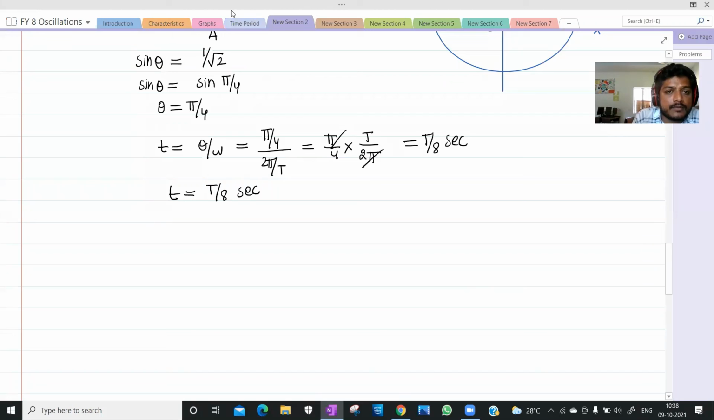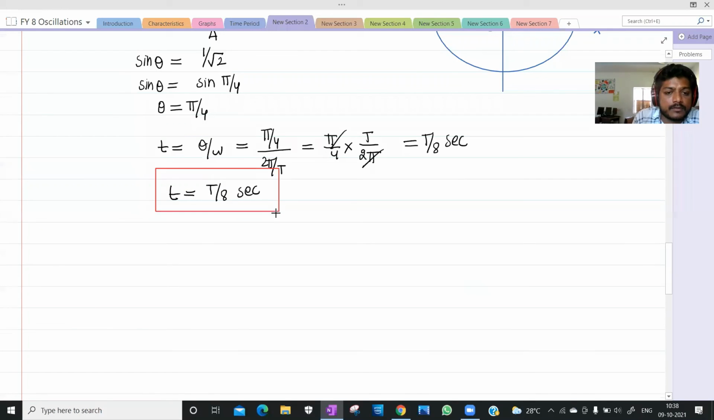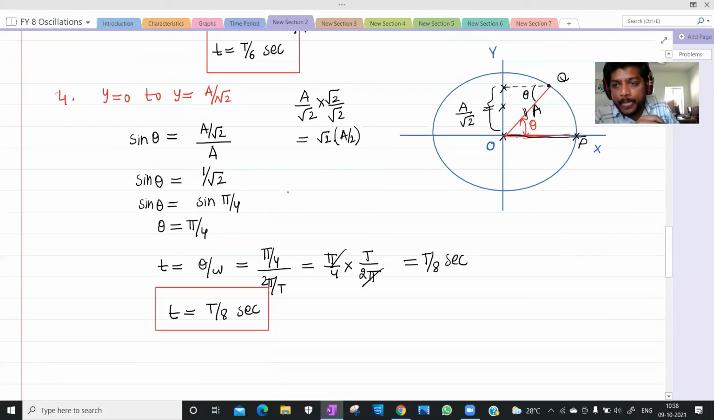Understood. No need to memorize all these values. Just take the reference circle, mark the initial position and final position, note down the theta value, and you can find the time taken for the particle to travel from the initial position to the final position.